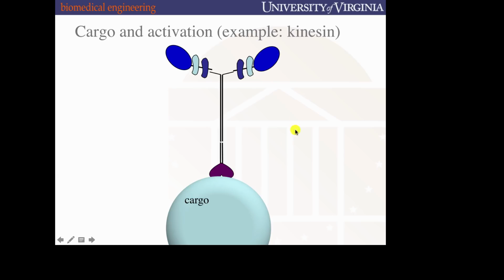We discussed this in class, but just as a reminder, this is allosteric regulation, right? The cargo is binding a site that's distant from the activation, right, the enzymatic domains, causing an activation state. Allosteric, action from a distance.